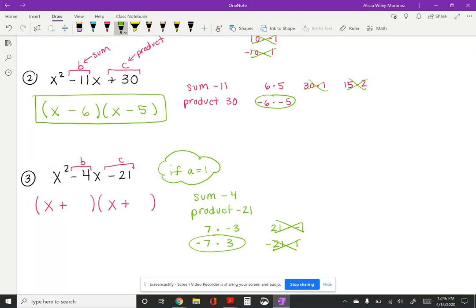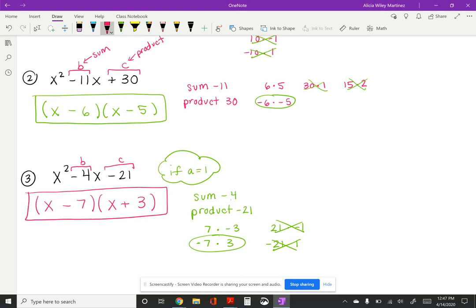And the answer to that is going to be this option here, right? So the option is -7 times 3, because these two numbers give me a product of -21 and a sum of -4. Whenever the value of b is negative, you'll notice that your bigger number is going to have to be negative. So it's going to be x plus -7, which I'm going to write as x minus 7. And it's going to be x plus a +3, so I'm going to write it as x plus 3. So then this is your answer.